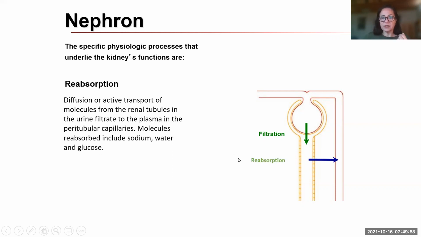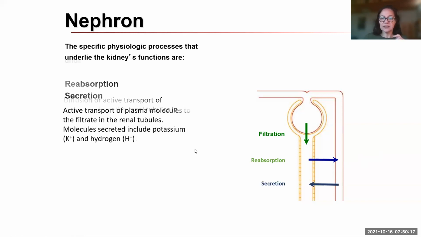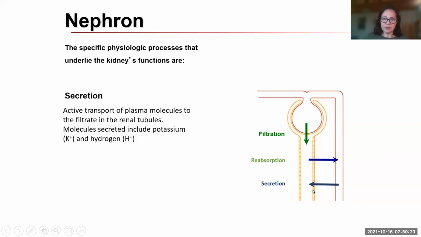Then reabsorption: we said we're going to pull back over 90% of what we just filtered out. That's occurring from the tubule back into the bloodstream. And then remember, there was some more fine tuning going in the other direction. If there's more stuff we want to get rid of, and there always is, we're going to actively pump that from the blood into the renal tubules. That's called secretion.